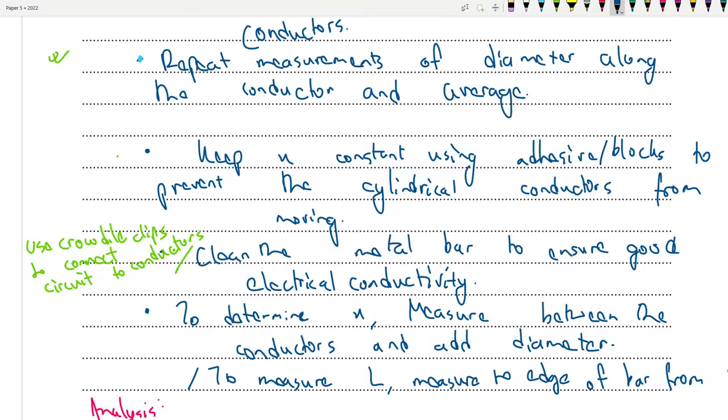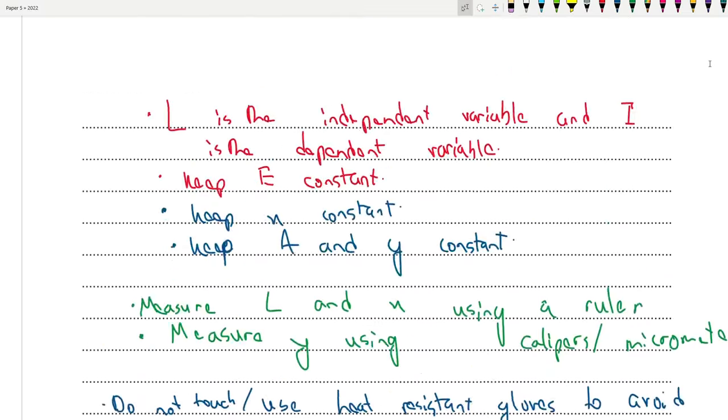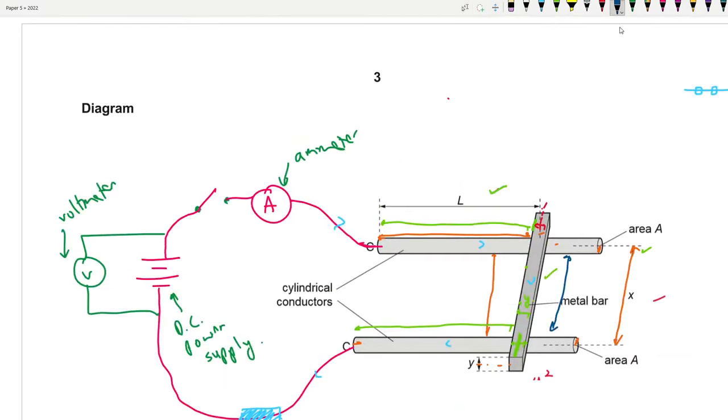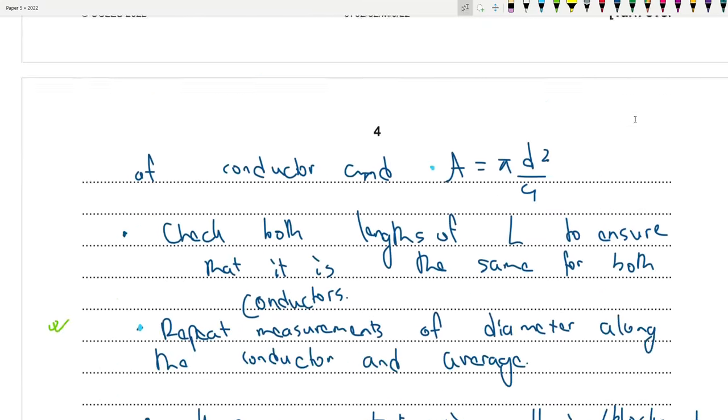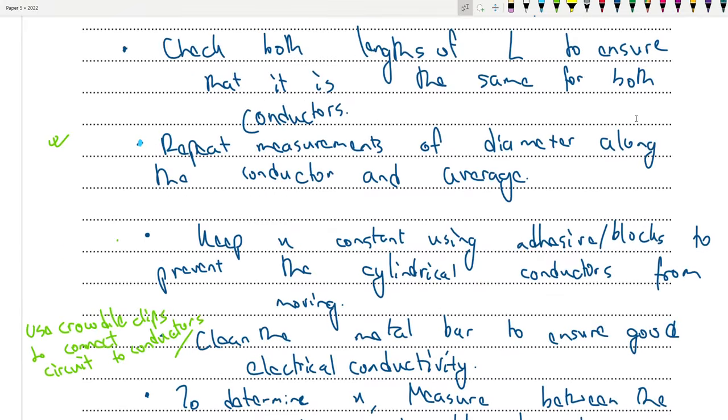Or to measure x, what you could do is measure between the conductors and add the diameter. What does that mean? Basically, you could measure up to the ends of the wires, and look at this. You have one radius over here and one radius over here. So r plus r is diameter. So you can measure from one end to the other end and then just add the diameter to measure x. This is also a common point that you'll be facing in many of the question papers.